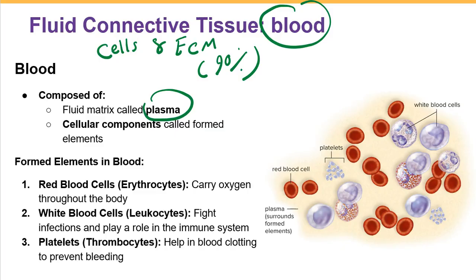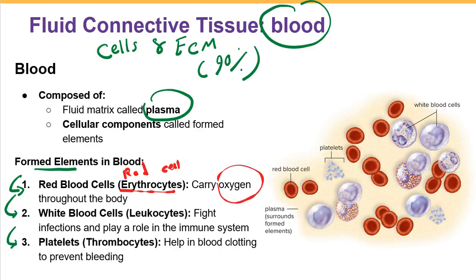But what about the blood cells? The blood cells are called formed elements, which include red blood cells, white blood cells, and platelets. A red blood cell is also called an erythrocyte, as erythro means red and cyte means cell. They are responsible for carrying oxygen throughout the body.